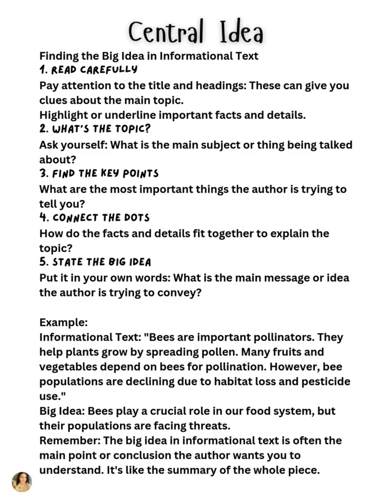Next, we have a few examples, so we're going to go over those. There is one on the note page. This one is informational text. Bees are important pollinators. They help plants grow by spreading pollen. Many fruits and vegetables depend on bees for pollination. However, the bee population is declining due to habitat loss and pesticide use. What's the big idea of this one? That bees play a crucial role in our food system.